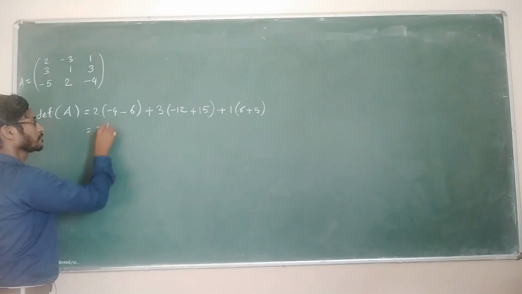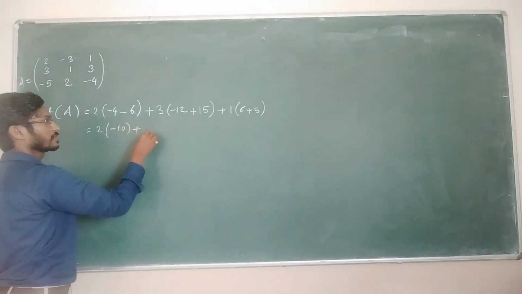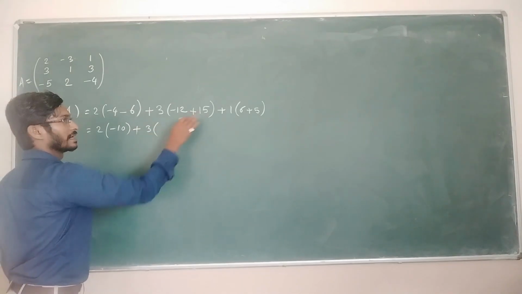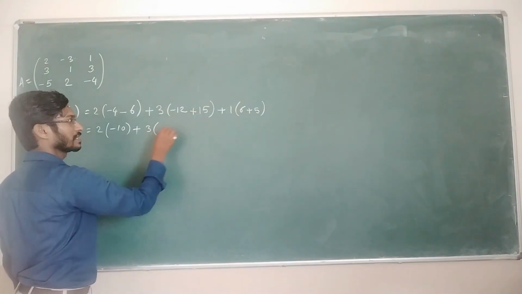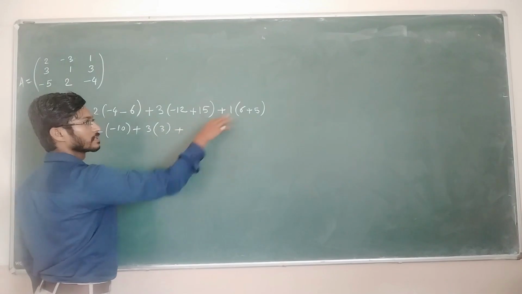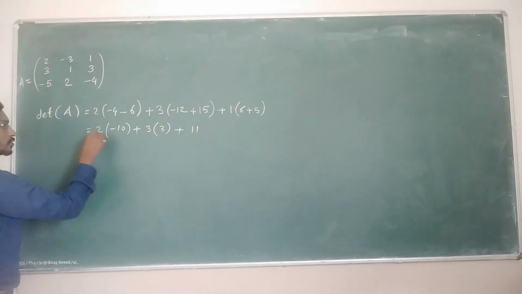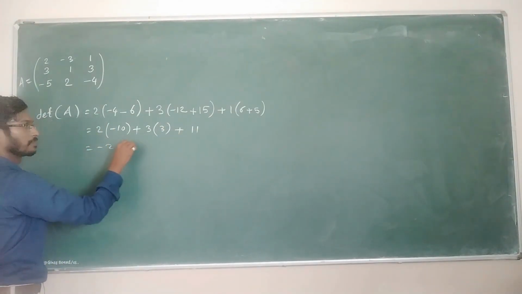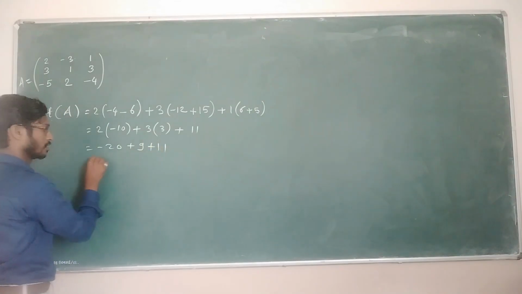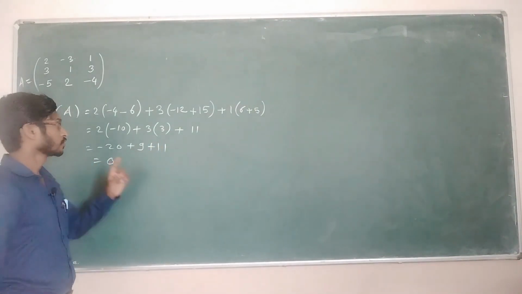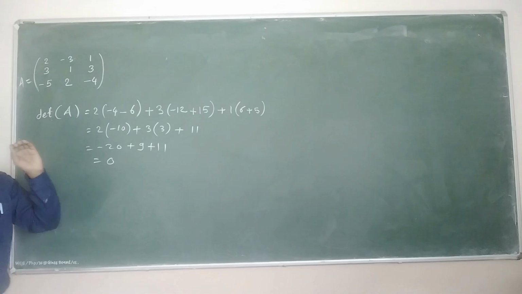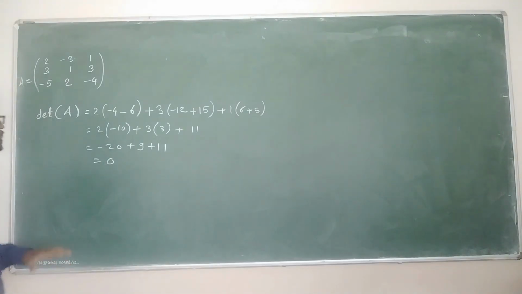So I will get here minus 10 plus 3 into minus 12 plus 15 is plus 3 plus 11. So this is minus 20 plus 9 plus 11. So this is equal to 0. So the determinant of this matrix is equal to 0. Now let's solve with the second row.